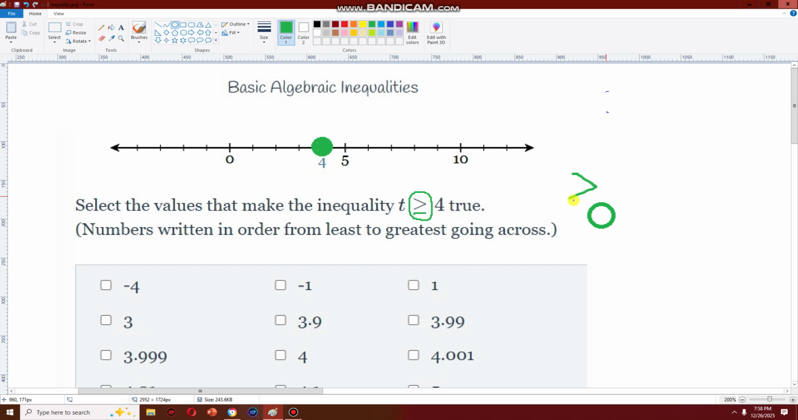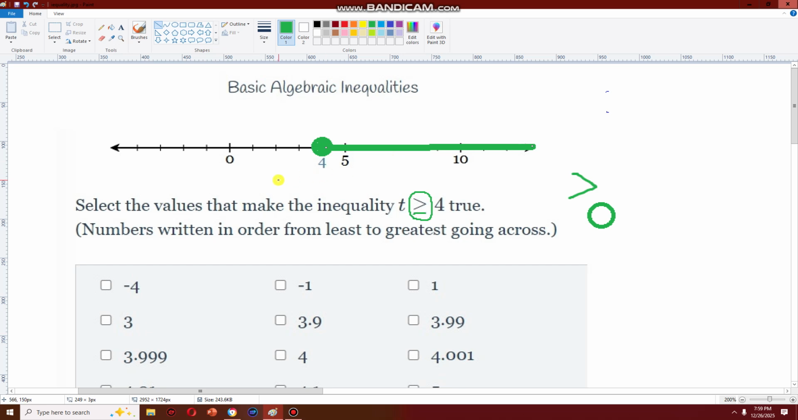If there's no equal sign, then the circle has to be empty. Okay? So anyways, in this case, t is bigger than 4, which means we're going to highlight all the numbers bigger than 4. What's bigger than 4? 5, 6, 7, 8, 9, 10, and so on and on and on. It goes to infinity. Okay? This is how you graph this on a number line.